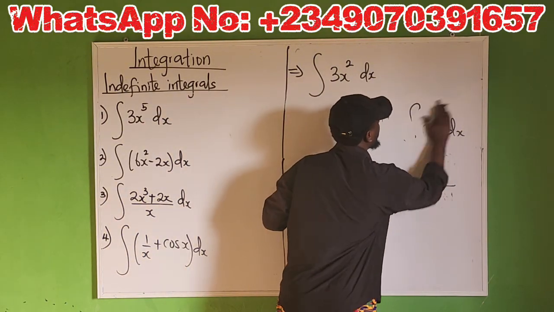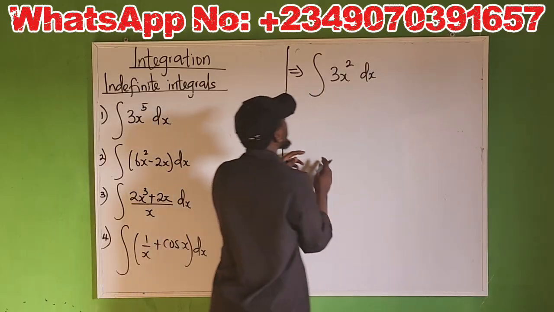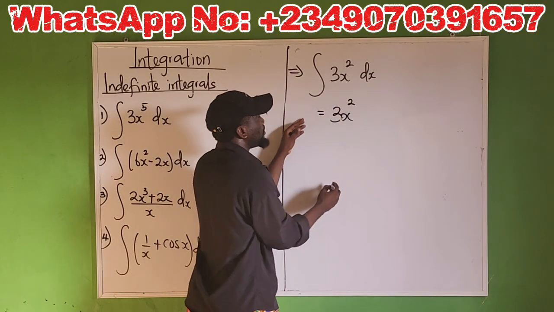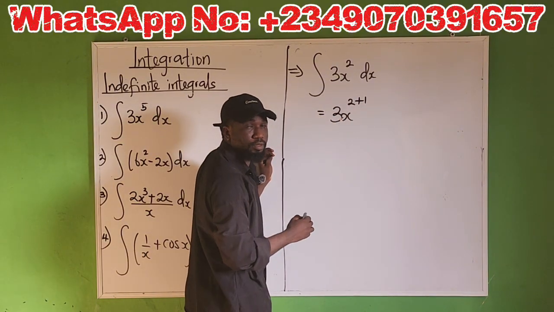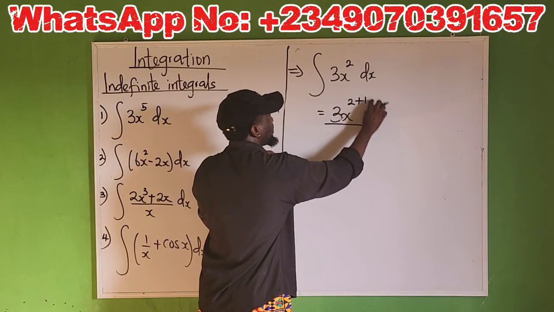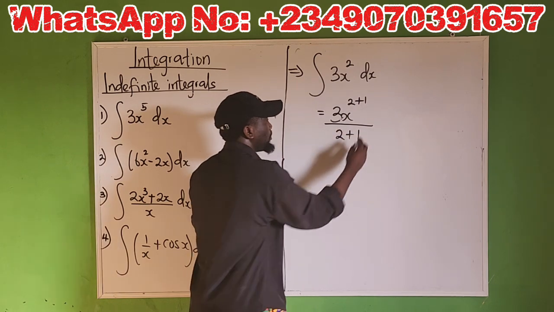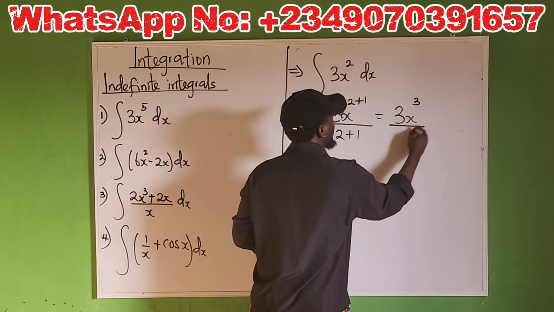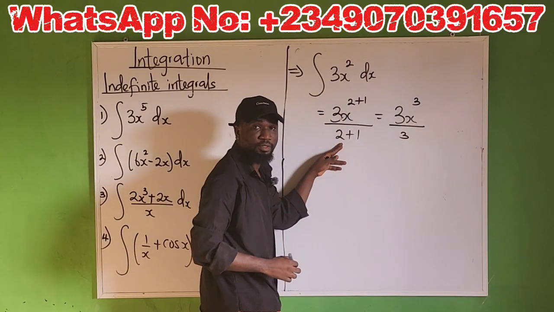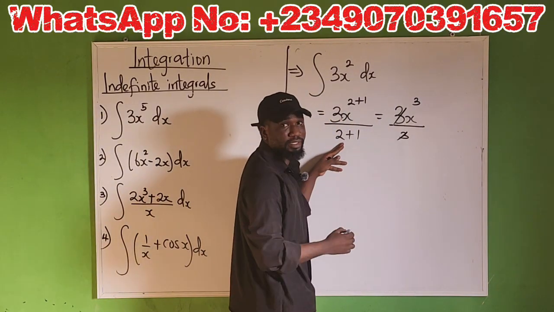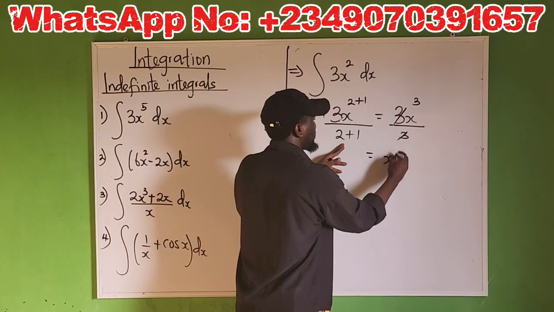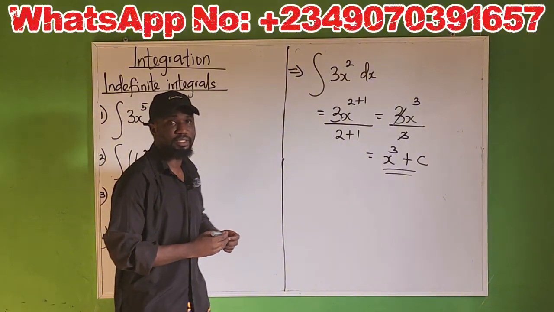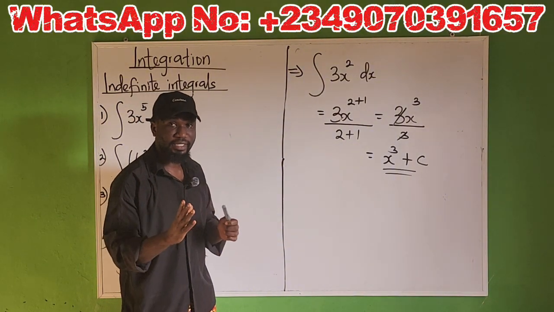All right. So for this now, that will give us 3x raised to power 2 plus 1, then divided by the power here, that is 2 plus 1. So this will give us 3x raised to power 3, divided by 2 plus 1, which is 3. In this case, 3 will cancel 3. So I'm going to have x cubed, then plus c. So this is the answer. Is that taken? All right.